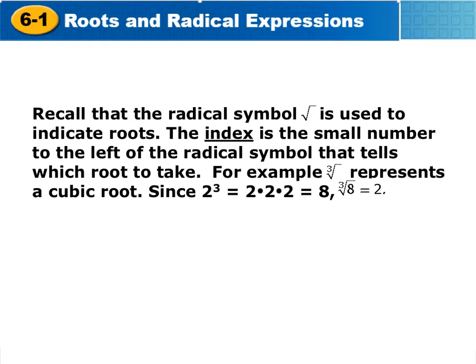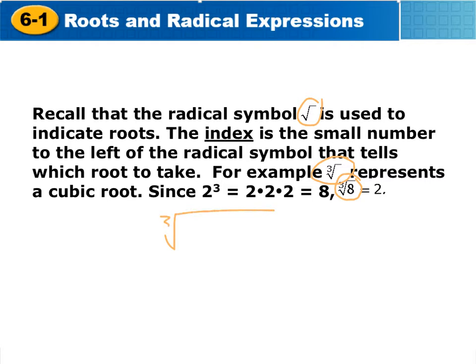Recall that the radical symbol is used to indicate roots. The index is the small number to the left of the radical symbol that tells you which root to take. For example, when we have an index of 3, it represents a cubic root. Since 2 cubed is 2 times 2 times 2, that's equal to 8, the cubed root of 8 is equal to 2.